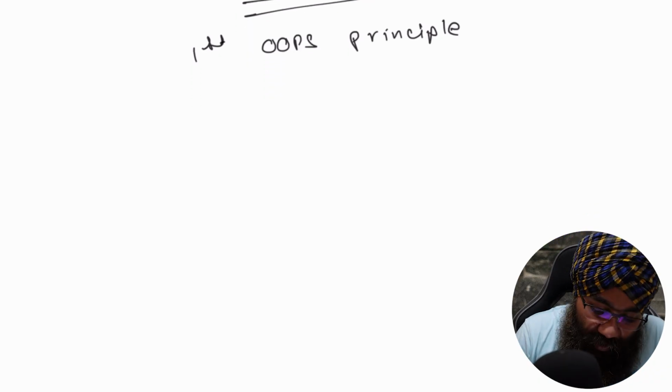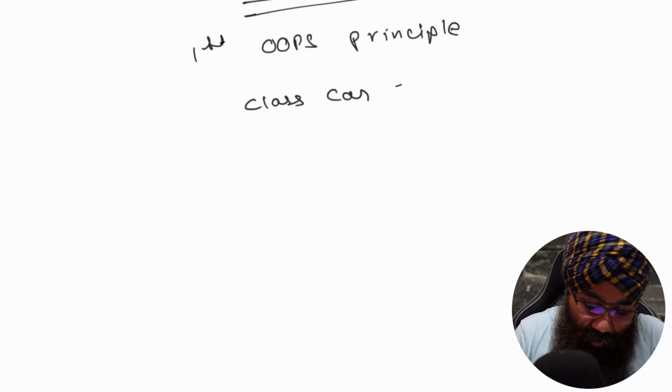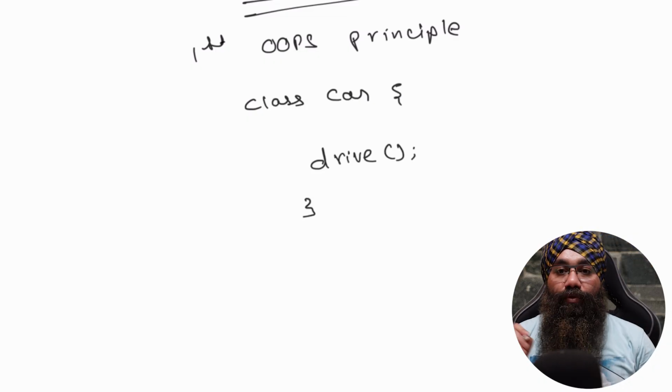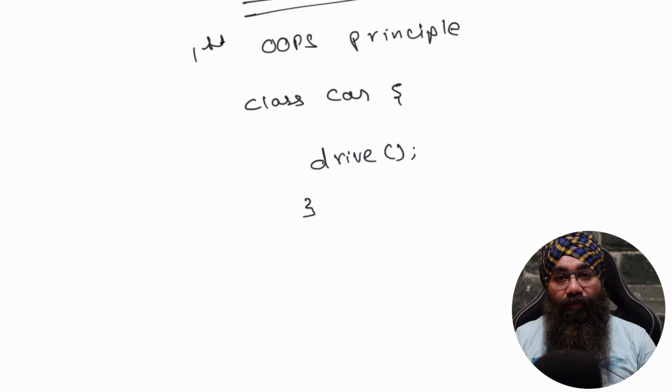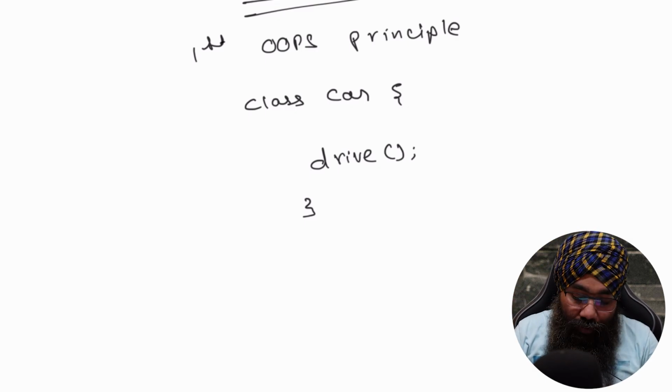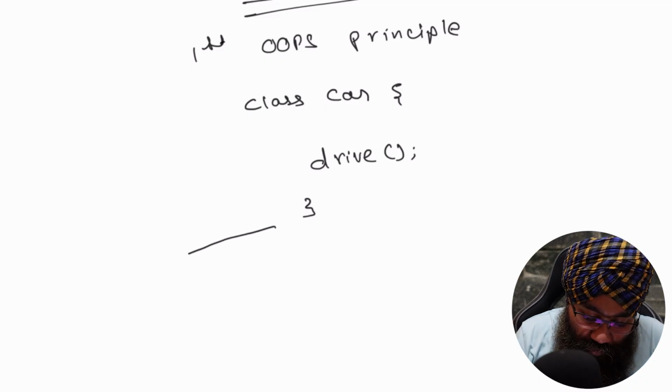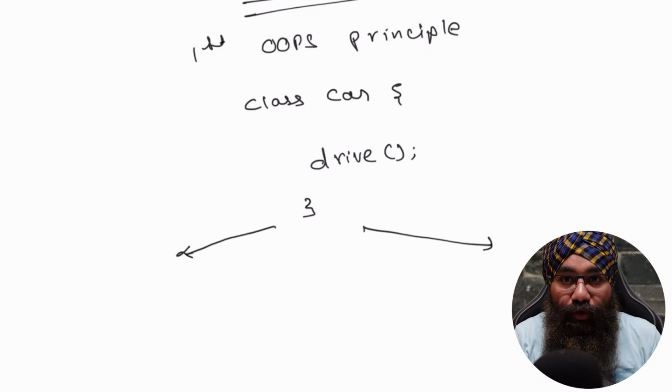So suppose we have a class Car. It has a functionality drive. Now with the advancement of technology, we have cars with gears and we have automatic cars. Something is different between these two cars, but still these two cars drive. So we have two different kinds of new technology cars.